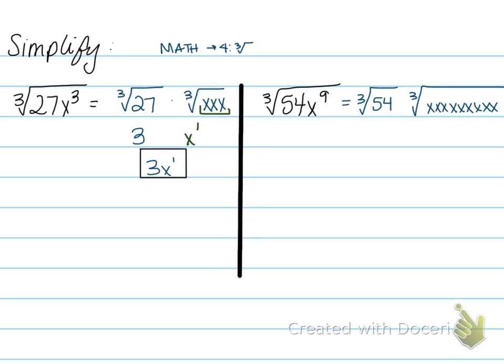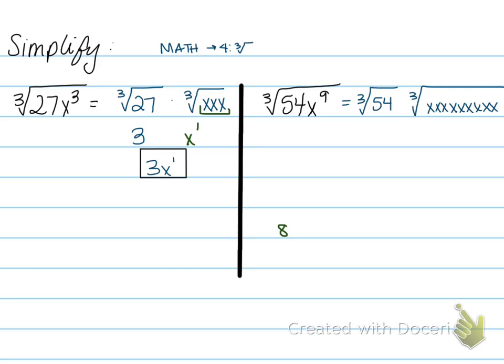When I type the cube root of 54 in my calculator, I notice that it's a decimal. So I need to remember how I simplified cube roots. First thing I need to do is make my list of perfect cubes. I'm going to start at the bottom because I know 54 is a smaller number. So I'm going to start with 2 times 2 times 2, which is 8.